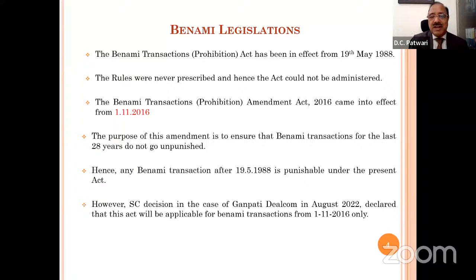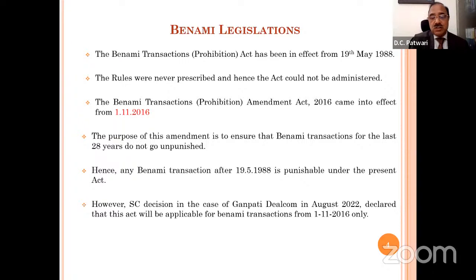Then the Amendment Act came in 2016, which in fact had 72 sections. This is a code in itself. But the government, or the Parliament, never wanted that for those 28 years, from 1988 to 2016, a person entering into a Benami transaction should go unpunished. That is why it was made an Amendment Act and many provisions were applied retrospectively.